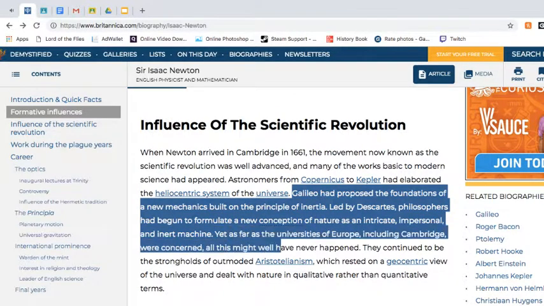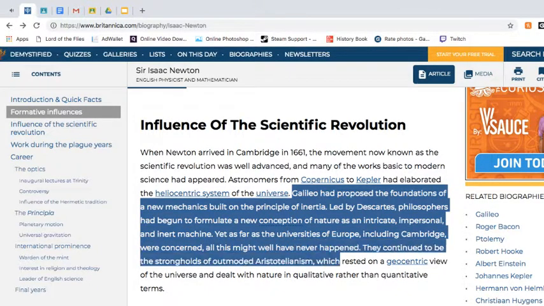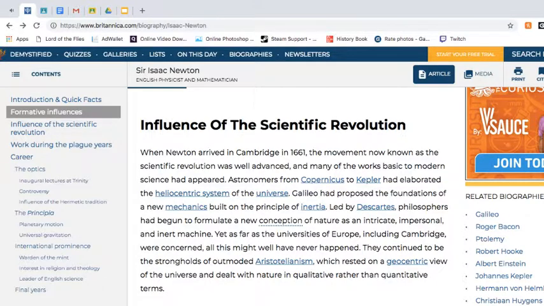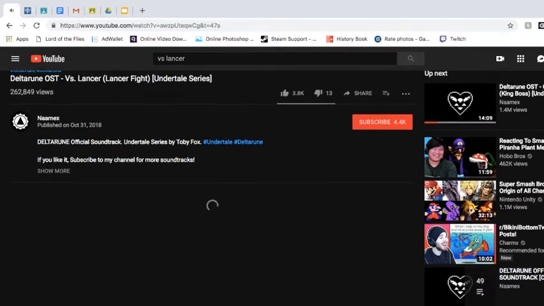Yet as far as the universities of Europe, including Cambridge, were concerned, all this might well have never happened. They continued to be the strongholds of outmoded Aristotelianism, which rested on a geocentric view of the universe and dealt with nature in qualitative rather than quantitative terms. Like thousands of other undergraduates, Newton began his higher education by immersing himself in Aristotle's work. Even though the new philosophy was not in the curriculum, it was in the air.